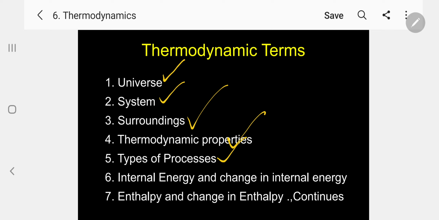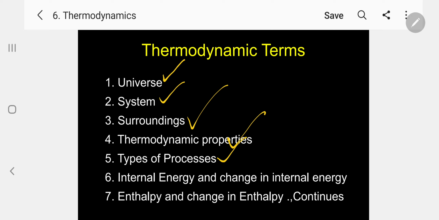So, isothermal, adiabatic, isochoric, isobaric process. This is based on condition. Direction, you can think of endothermic, exothermic. Then we can think of the spontaneous, non-spontaneous process, etc.